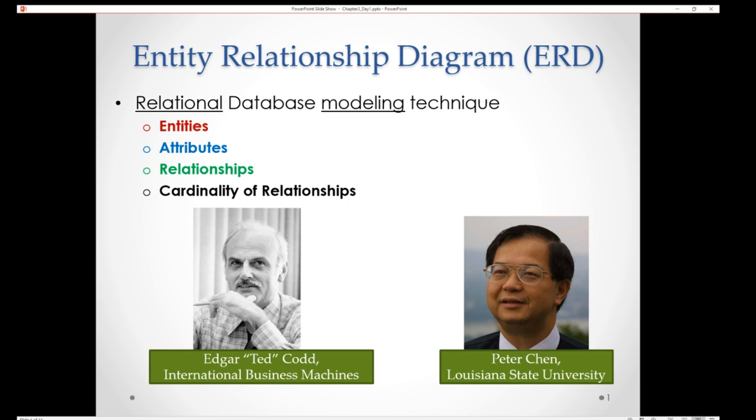You've now had an introduction to the entity relationship model, complete with entities, attributes, relationships, and cardinality of relationships. At this point, check out the example in Lucidchart provided on Blackboard.